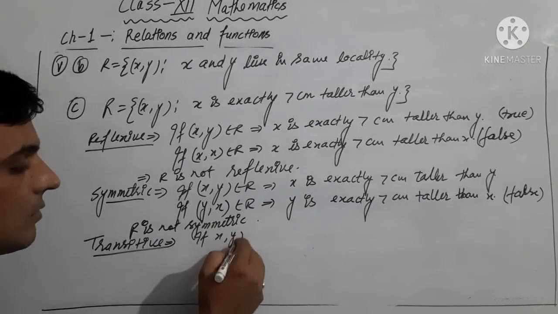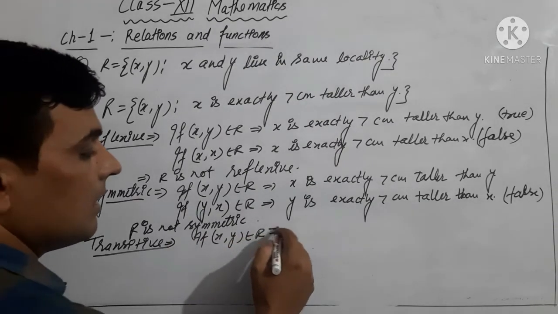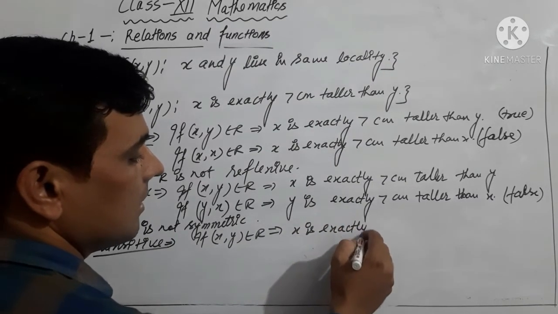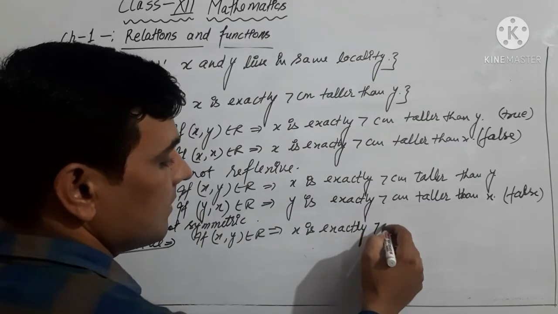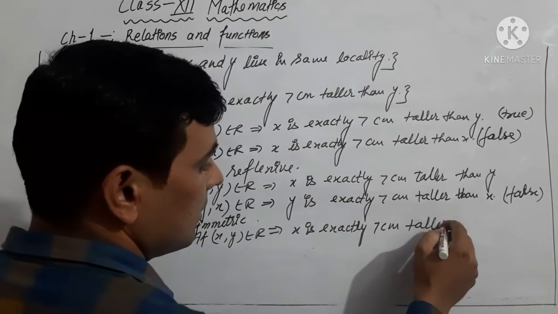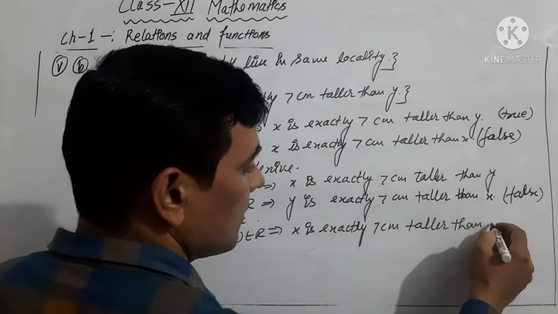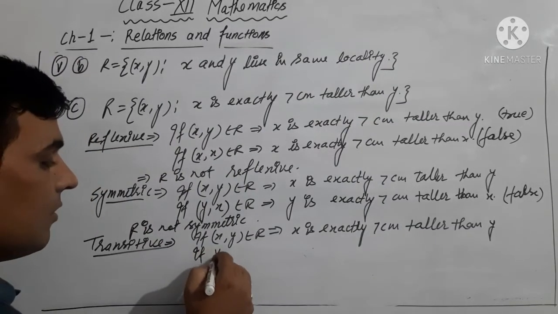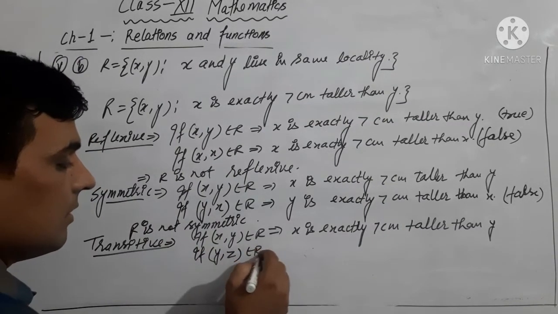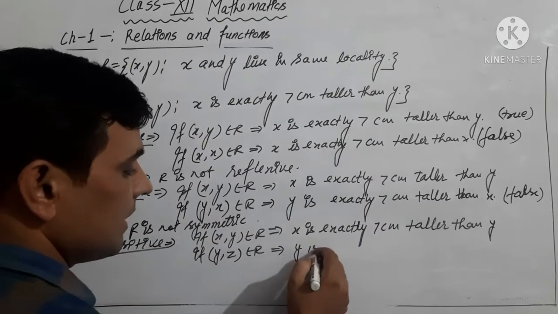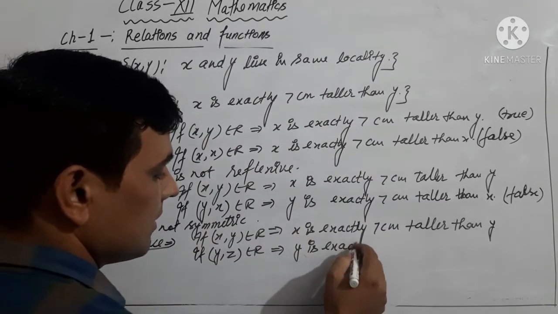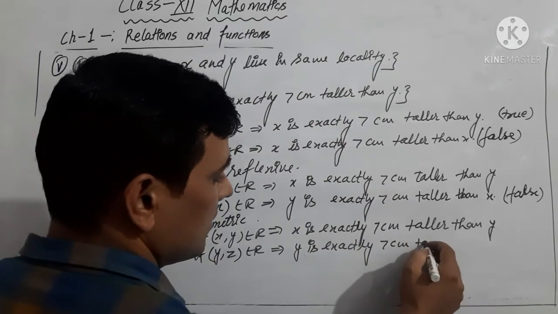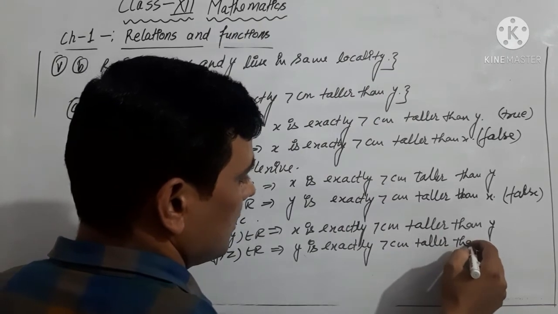If (x, y) belongs to R, then x is exactly 7 centimeter taller than y. And if (y, z) belongs to R, this should imply that y is exactly 7 centimeter taller than z.